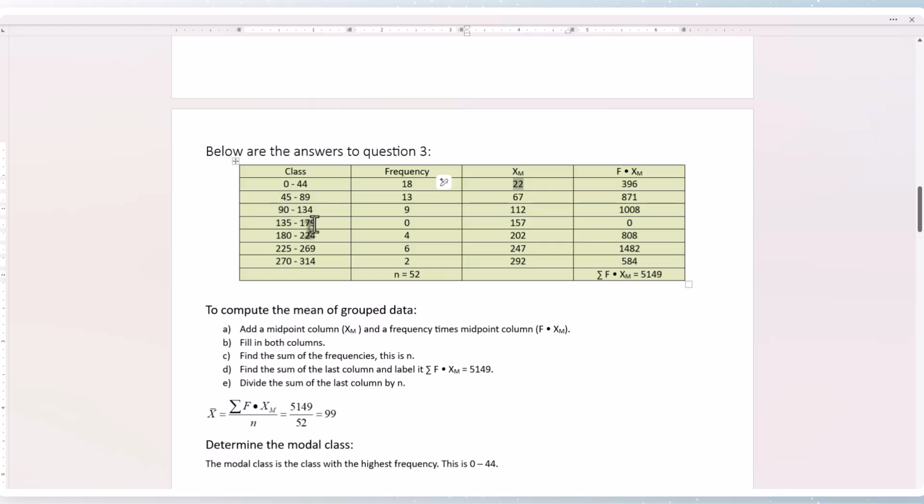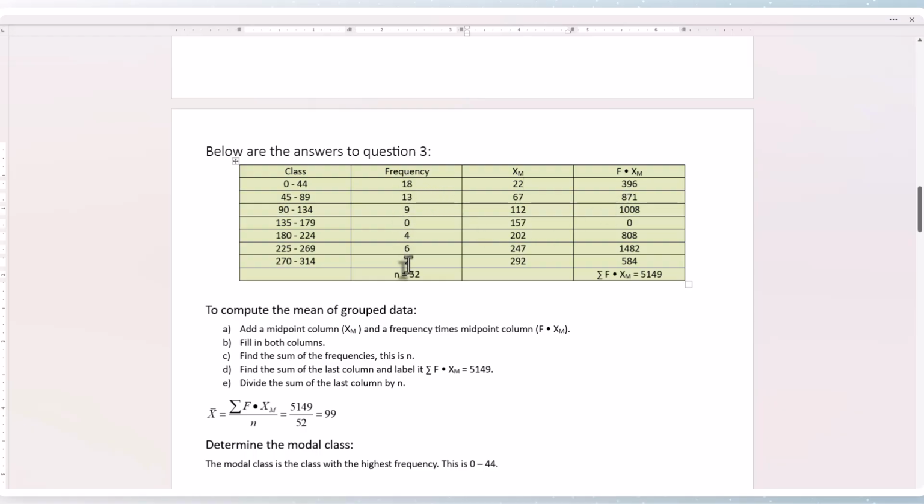We could then repeat that process, but if you notice, the class width is 45. So we simply just continuously add 45 to generate the other midpoints. Next, we multiply each frequency with each midpoint to develop the last column. 18 times 22 is 396. 13 times 67 is 871, and so on.